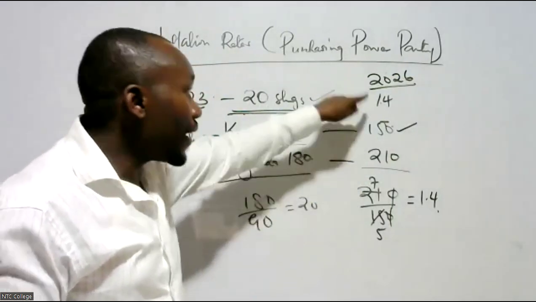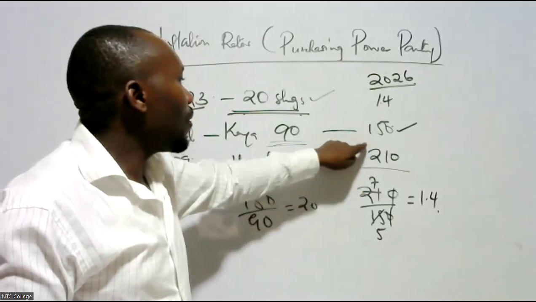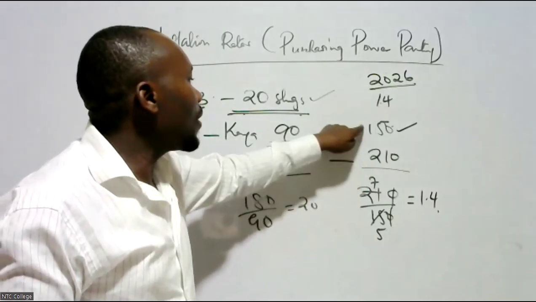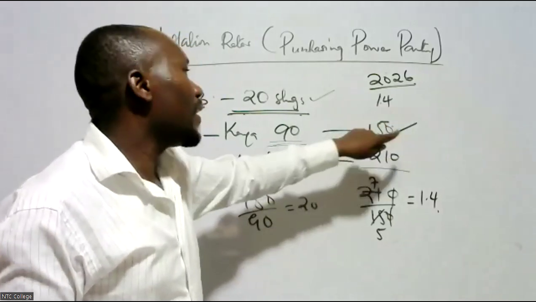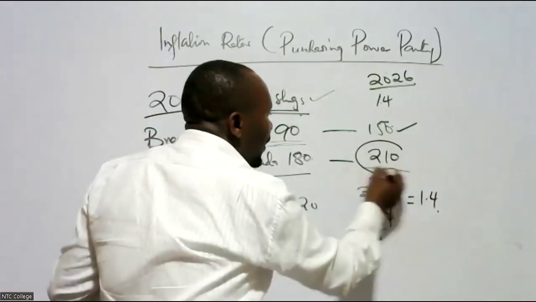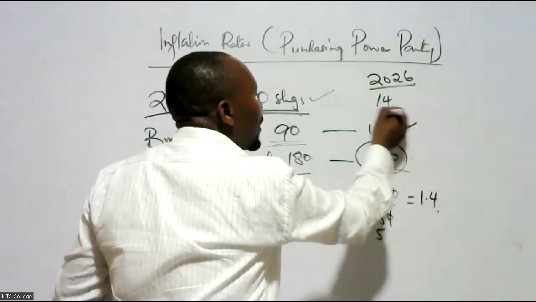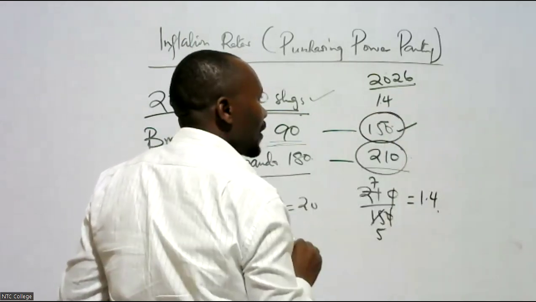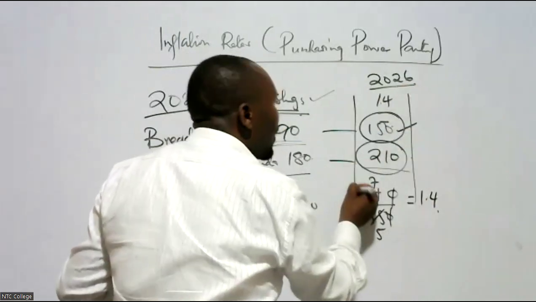You convert with the rate of 1.4 to Kenya shillings, which is going to be 150, which is the price of bread in Kenya, meaning that your 210 in Uganda, when you come to Kenya, can still buy bread because it is equivalent to 150. So purchasing power parity has worked here.